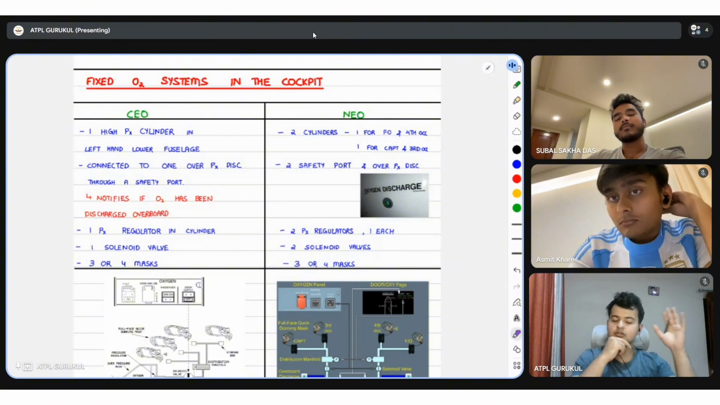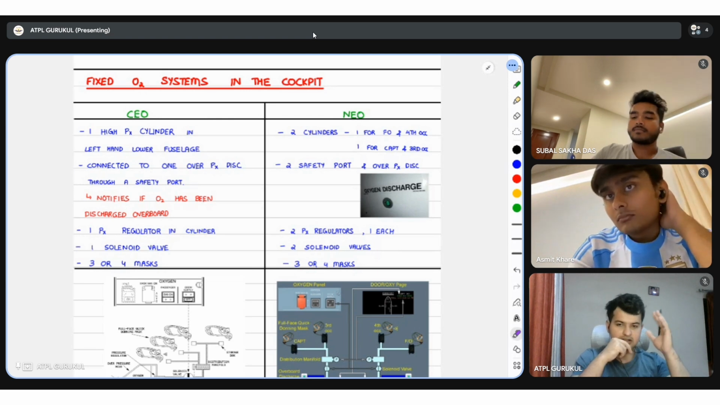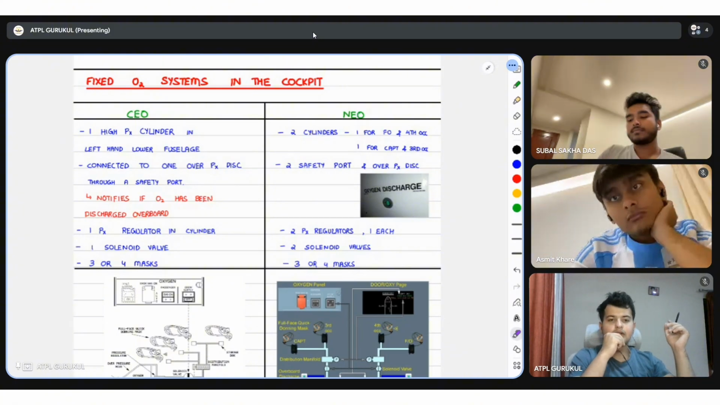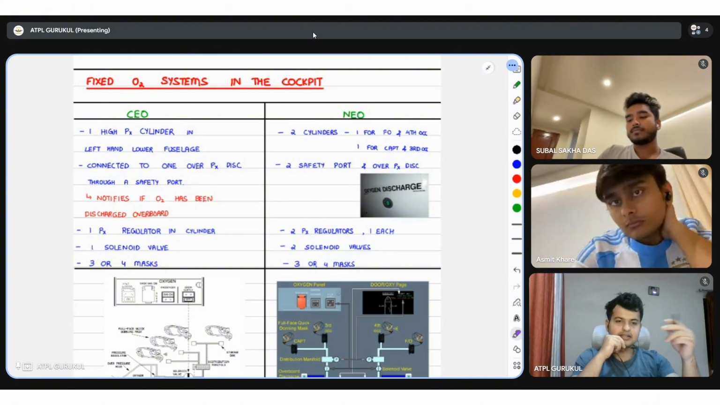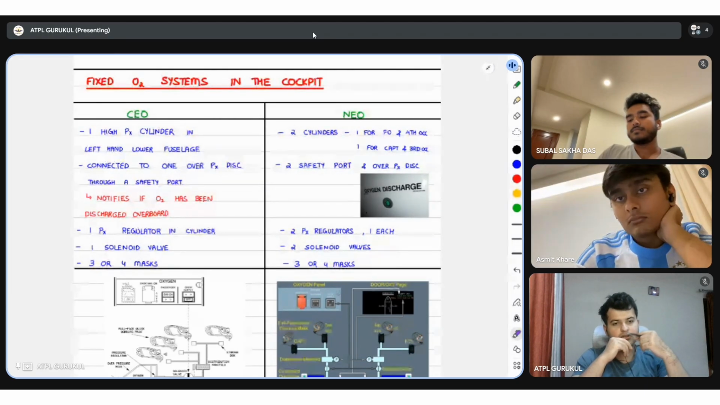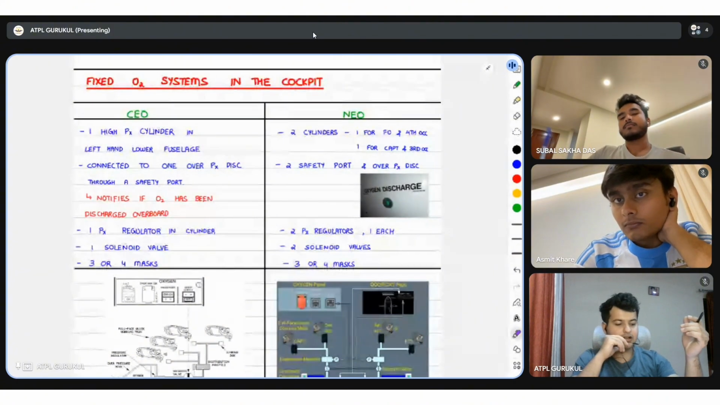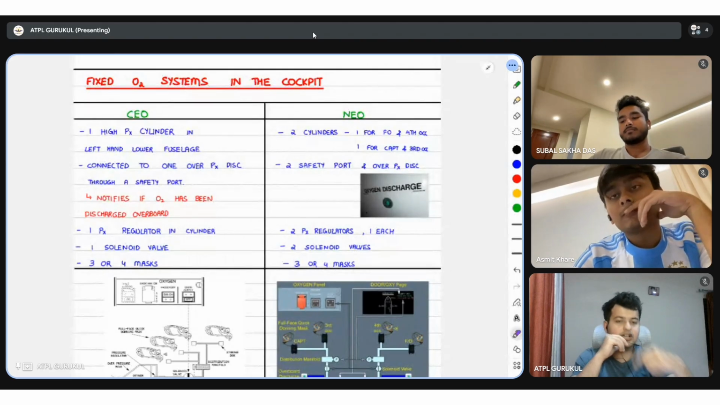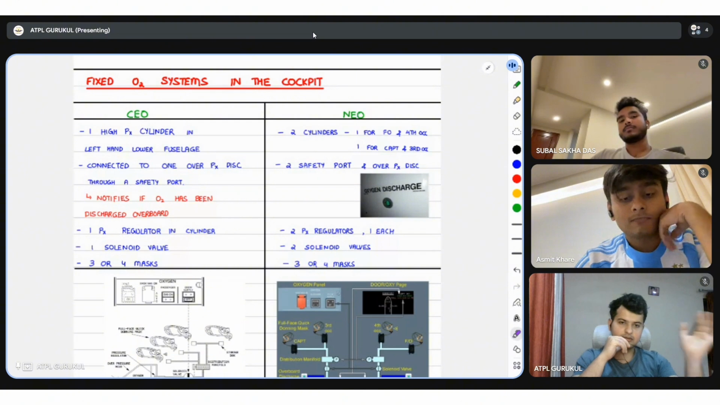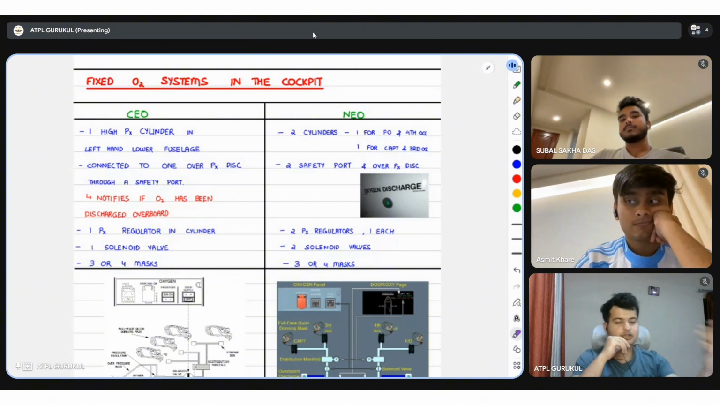It's a high pressure cylinder. Oxygen is stored at what pressure? 1800 psi. It's on the left hand lower fuselage, very close to the avionics bay, in fact inside it. It is connected via a pipe, where this pipe goes all the way to the left hand side of the fuselage and discharges any buildup of excess pressure of oxygen.